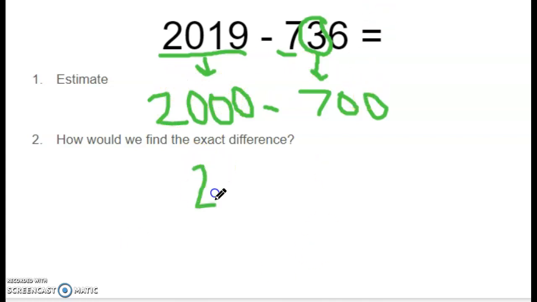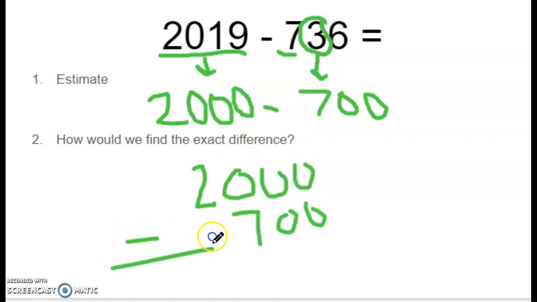Okay, so we're going to do 2,000 minus 700. Notice I have my place values all lined up, ready to go. So 0 ones minus 0 ones would give us 0 ones. 0 tens minus 0 tens would give us 0 tens. Ooh, 0 hundreds minus 7 hundreds. We say, can't do that.